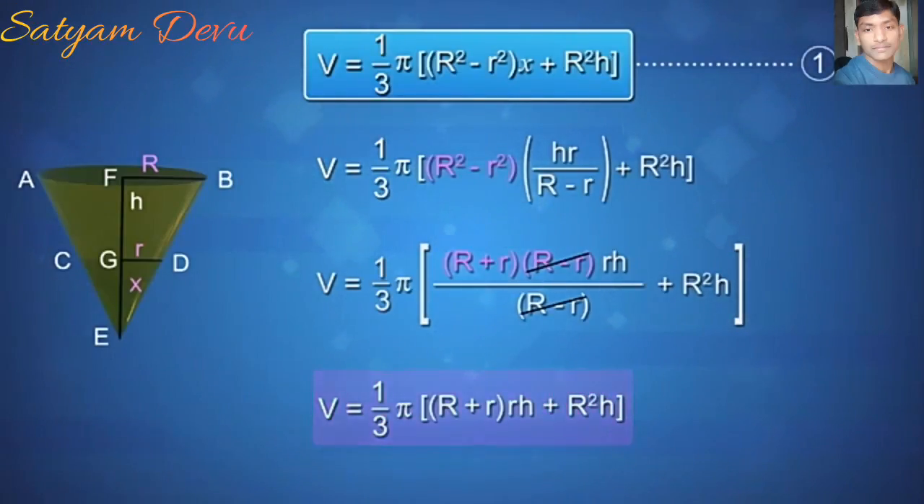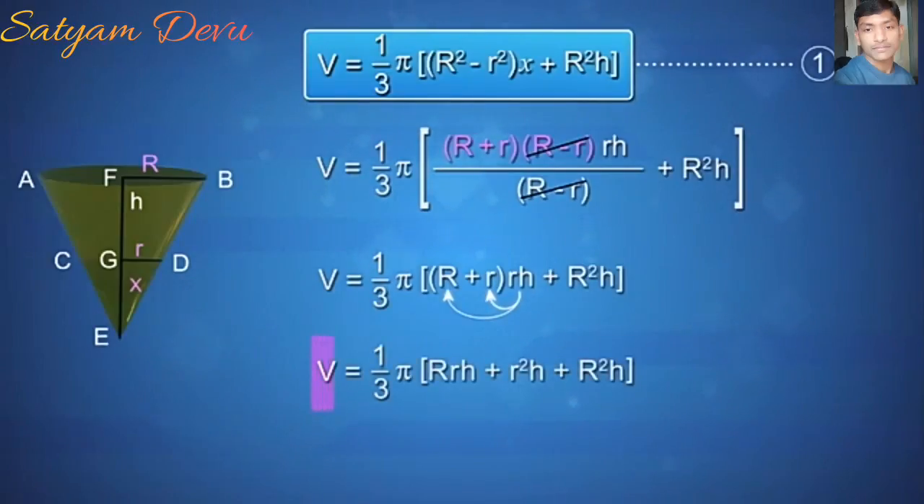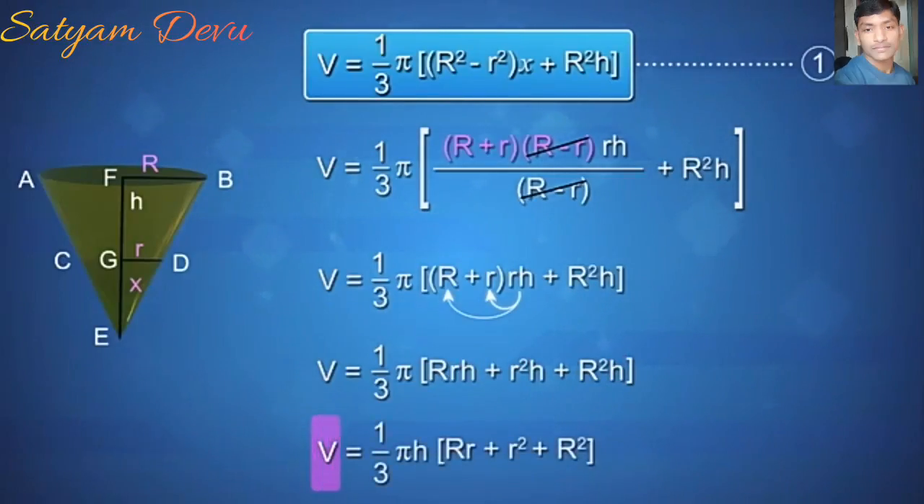square h. Now multiply small r into h with capital R plus small r. So V is equal to 1 by 3 pi into capital R into small r into h plus small r square h plus capital R square h. Here h is common for all three terms. Therefore, V is equal to 1 by 3 pi into h into capital R into small r plus small r square plus capital R square.